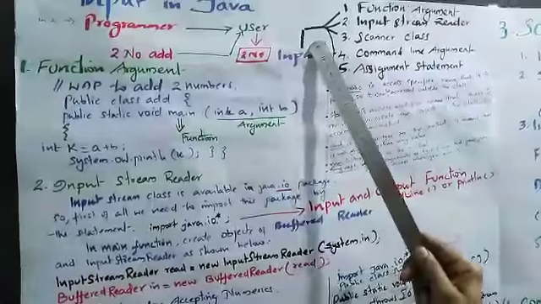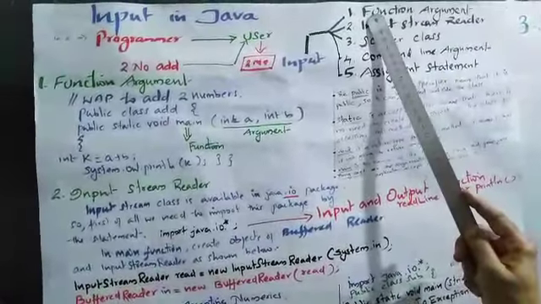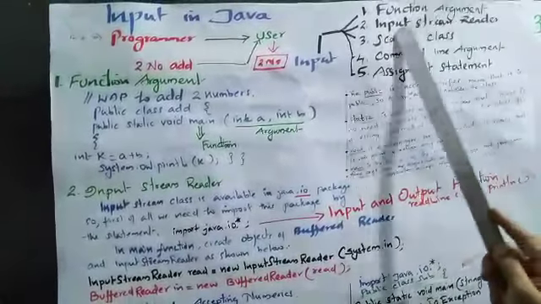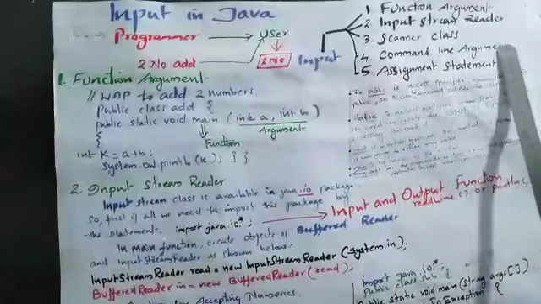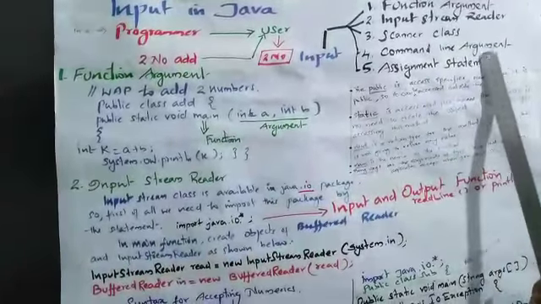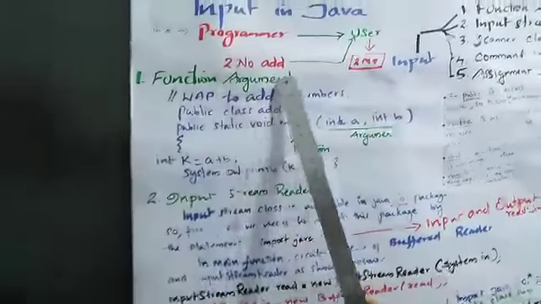And there are 5 different ways to input data values to a program. What was the first one? Function argument, input stream reader, scanner class, command line arguments, assignment statement. Now we'll study step by step. First we study function argument.